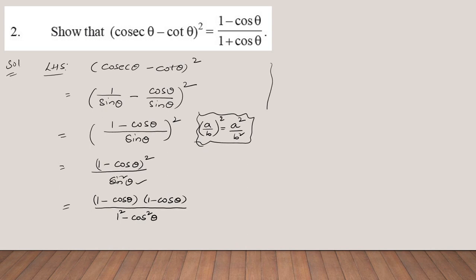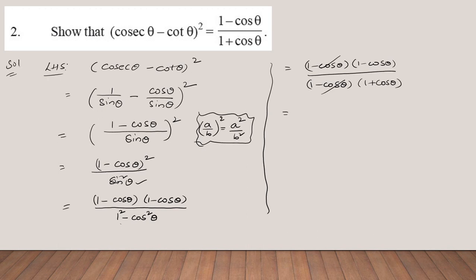Right. In the next step, I can change this as 1 minus cos theta into 1 minus cos theta. The numerator remains the same, but the denominator is in the form of a square minus b square, no? So a square minus b square I can write as a minus b into a plus b. If you observe clearly, 1 minus cos theta in the numerator and denominator I can cancel out. Then finally I am left with 1 minus cos theta by 1 plus cos theta, which is nothing but my required RHS. So hence we have proved this particular question.